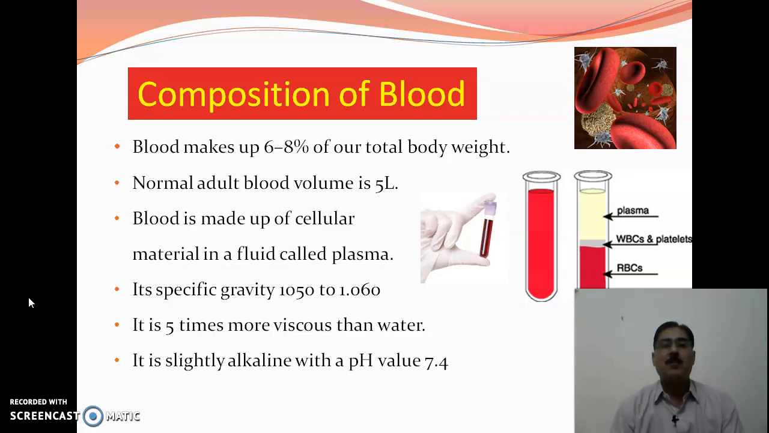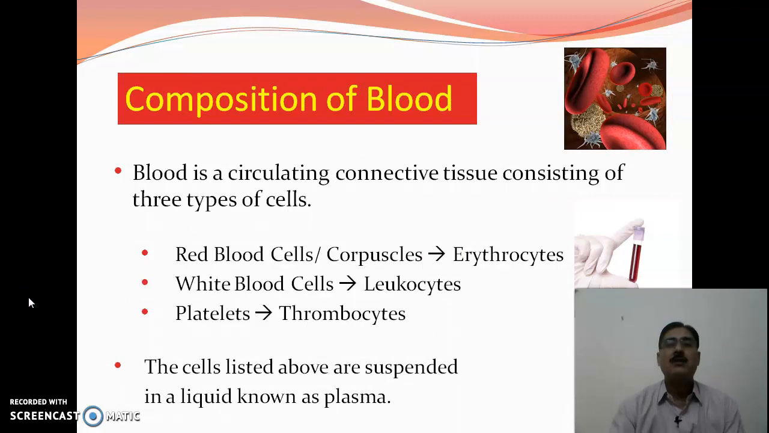Blood is made up of cellular material in a fluid called plasma. Its specific gravity is 1.050 to 1.060. It is 5 times more viscous than water, and it is slightly alkaline with a pH value of 7.4. So these are some characteristic features of the blood. Now let us discuss its composition.